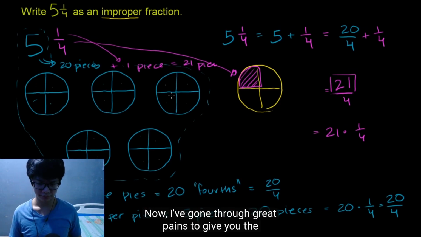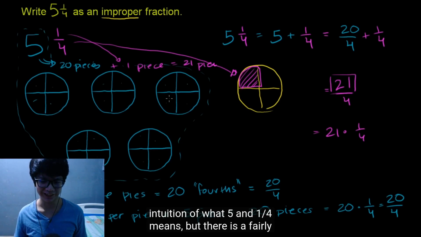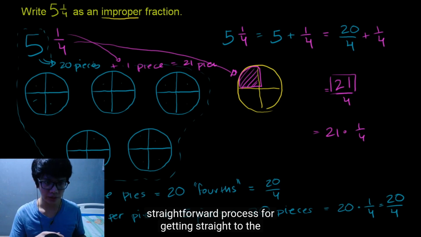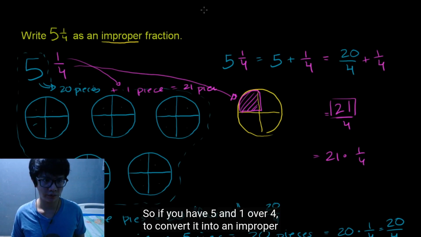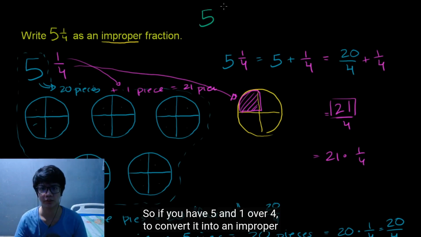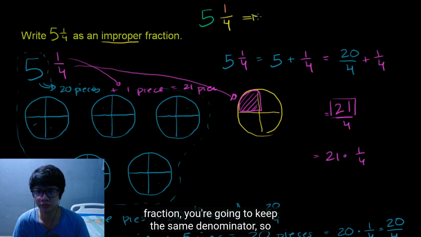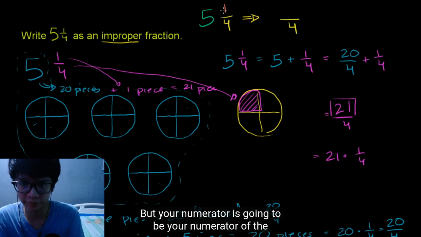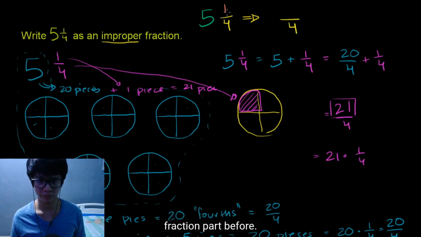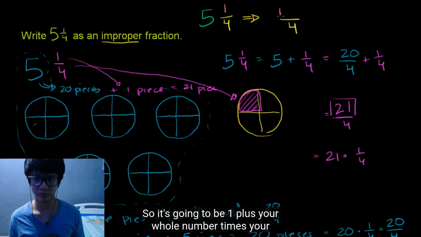Now, I've gone through great pains to give you the intuition of what 5 and 1/4 means, but there is a fairly straightforward process for getting straight to the improper fraction. If you have, let me color code it. So if you have 5 and 1/4, to convert it into an improper fraction, you're going to keep the same denominator. So you're going to have the 4 there. But your numerator is going to be the numerator of the fraction part before. So it's going to be 1 plus your whole number times your denominator.